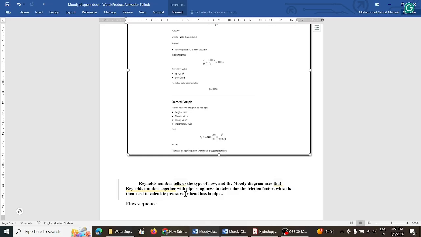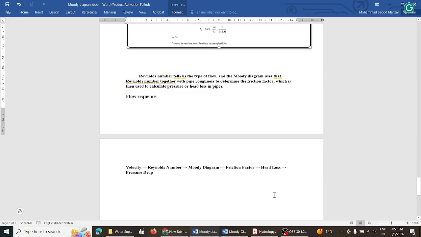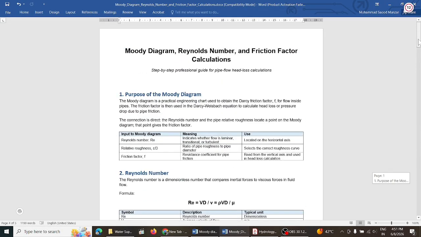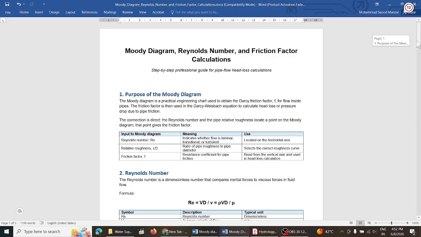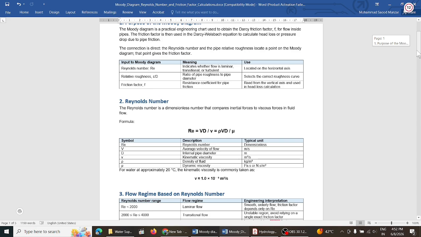So there are 4 steps basically: Reynolds number, epsilon upon D ratio, friction factor, and head loss. We have to memorize these 4 steps. Now there is another interpretation, smaller. We'll go very fast. I told you the purpose of the Moody diagram: to obtain the friction factor based on the Reynolds number and the relative roughness. We also have to see the regime, which is laminar, turbulent, very turbulent, or transitional.